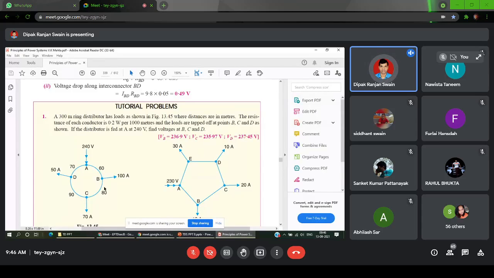So for each of the distances, first you find out the resistance. So find out the resistance RAB, RBC, RCD and RDA. It is given as 0.2 ohm per 1000 meters. So calculate the resistance for 60 meter, 80 meter, 90 meter and 70 meter. Put the values in the chat box.